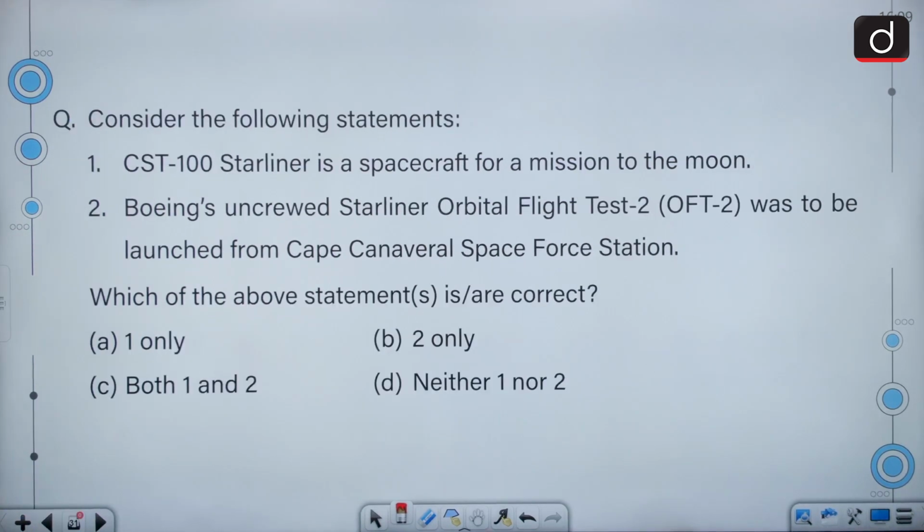Moving on, consider the following statements. CST-100 Starliner is a spacecraft for a mission to the moon. Boeing's uncrewed Starliner Orbital Flight Test 2 was to be launched from Cape Canaveral Space Force Station. We have to select the correct statement.